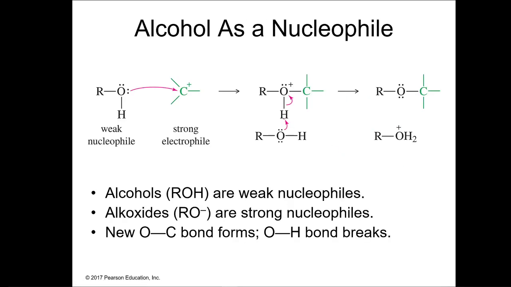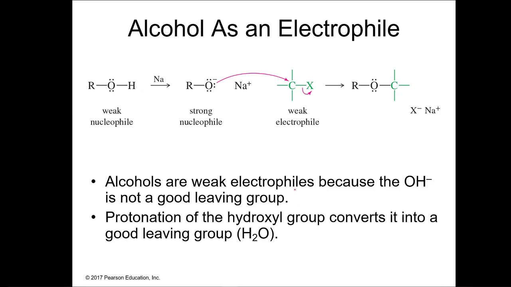Shocker. Alcohols can act as nucleophiles. We've seen this before. Alcohols are weak nucleophiles, but if you can deprotonate it and form an alkoxide, that's a strong nucleophile. As an electrophile, the alcohol has to be protonated first. So if you protonate an alcohol, then water is a decent leaving group. An alcohol is not just going to leave on its own, but in an acidic environment, if you protonate that alcohol, then it can leave as water.